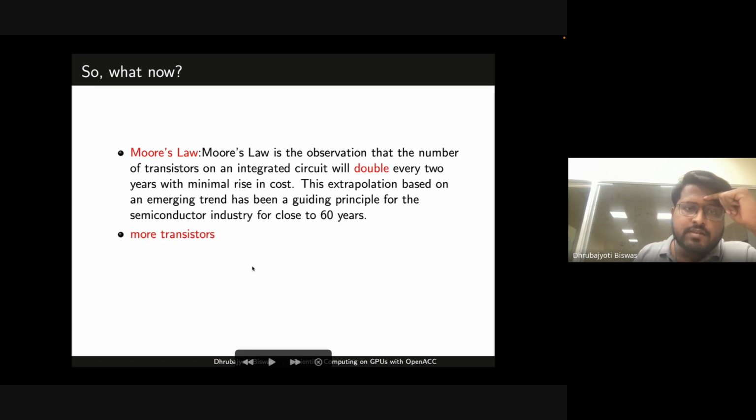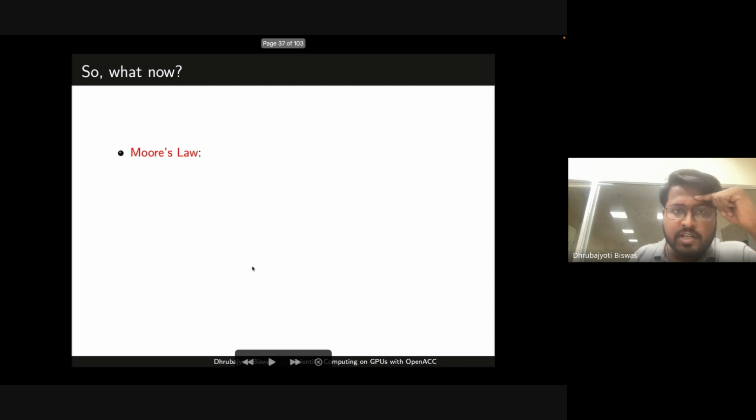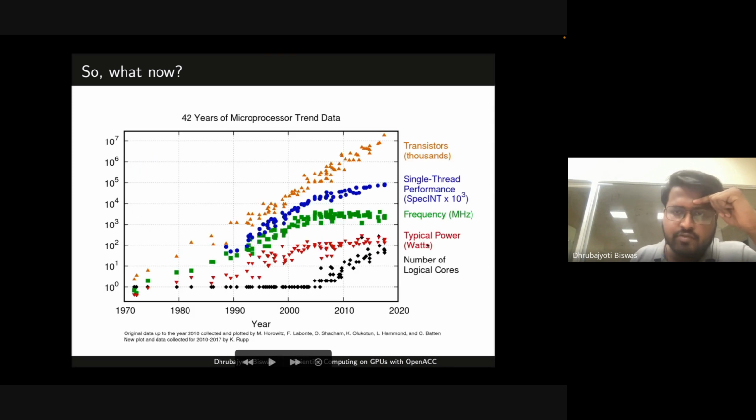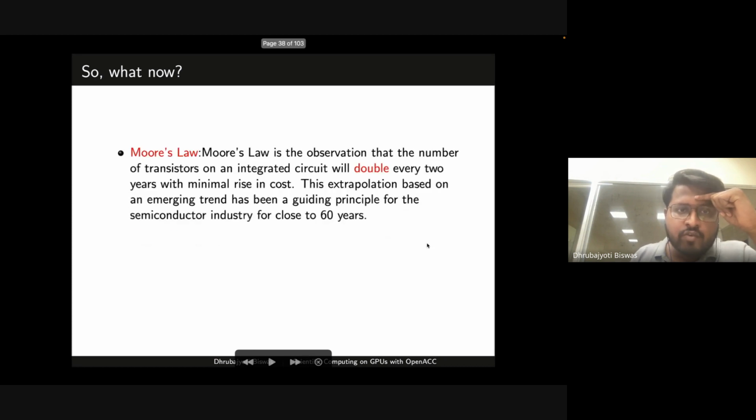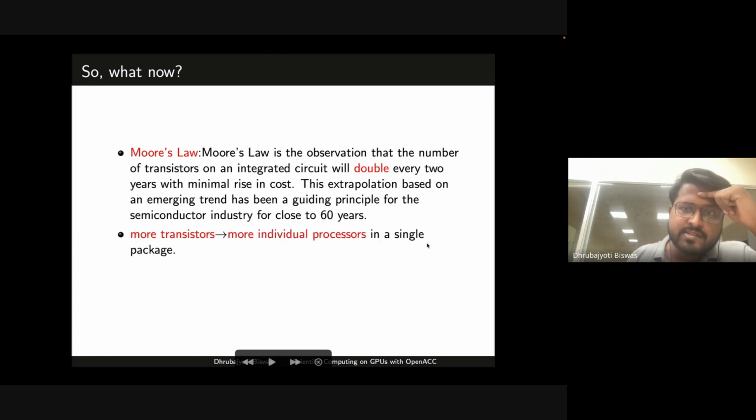So what we have is more transistors every 2 to 3 years. With time, you can pack more and more transistors. But you cannot keep on increasing frequency due to the power budget. You cannot dissipate that amount of power. Therefore, you cannot increase frequency so much. So we have more transistors available to us. That means we can have more individual processors in a single package without increasing the frequency of those individual processors. Therefore, we must now parallelize to obtain performance, rather than going on increasing the frequency of each core.